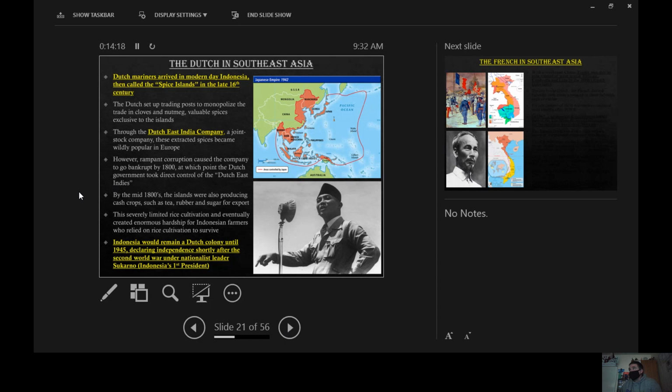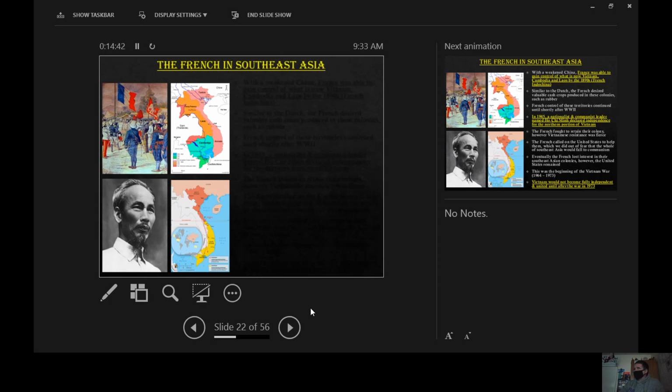Indonesia would remain a Dutch colony until 1945. What do you know? The year World War II ended, declaring independence shortly after the Second World War under nationalist leader Sukarno, Indonesia's first president. We'll talk about Sukarno a little bit later on. This is more of a preview, as is what we're going to talk about with Southeast Asia. Not that this wasn't part of Southeast Asia, but we're going to talk about the French in Southeast Asia.